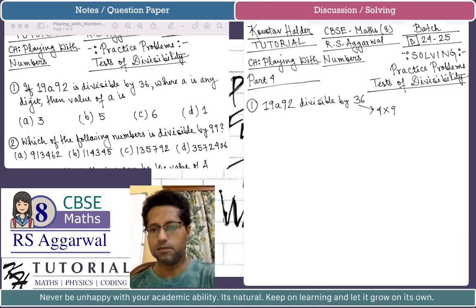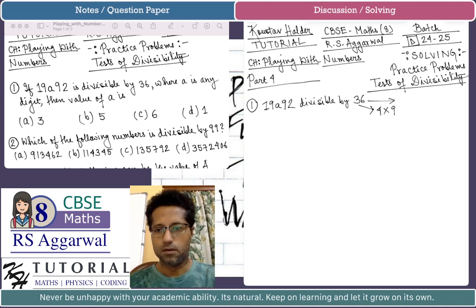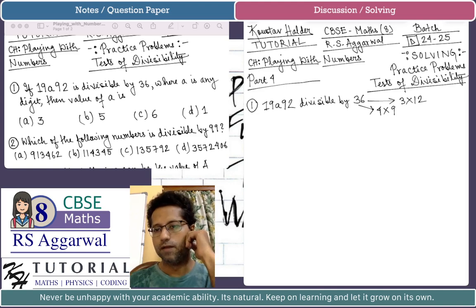Now, here is the thing: 36 is 4 into 9. 36 is also 2 into 18. It is also 3 multiplied by 12. If you consider 36 as 3 multiplied by 12, then the number 19A92 must be divisible by both 3 and 12. Now, 12 is nothing but 3 into 4.